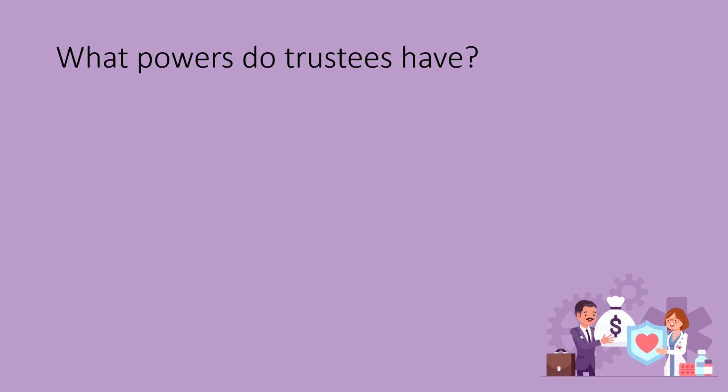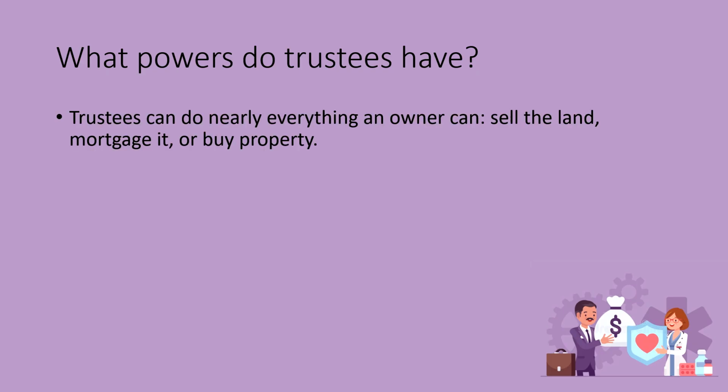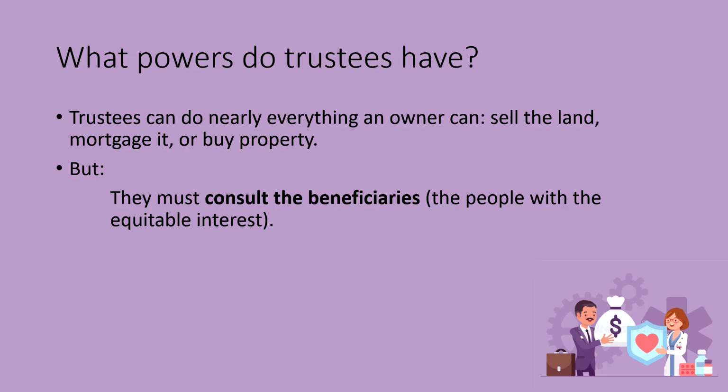What powers do trustees have? As we already said, the trustees or the legal owners, they are doing all the admin work, and they can pretty much do everything, like selling the land, getting a mortgage, buying different property, anything like that. So in theory, their powers are nearly unlimited. Why nearly unlimited? The thing is that they must consult the beneficiaries.